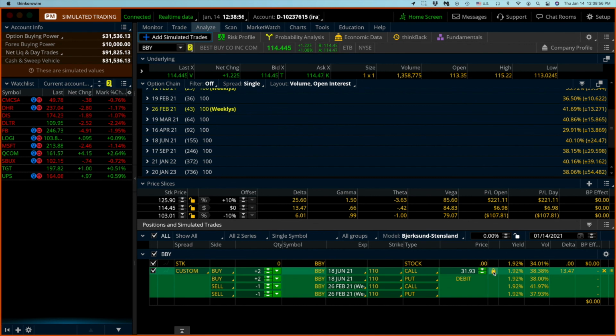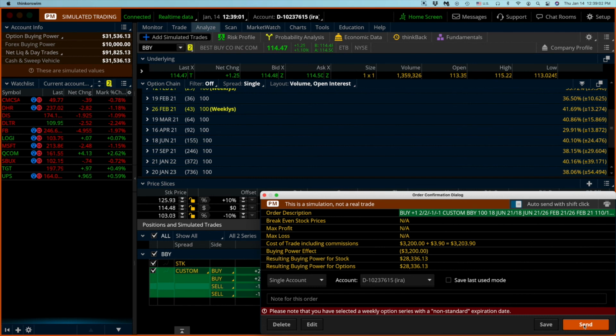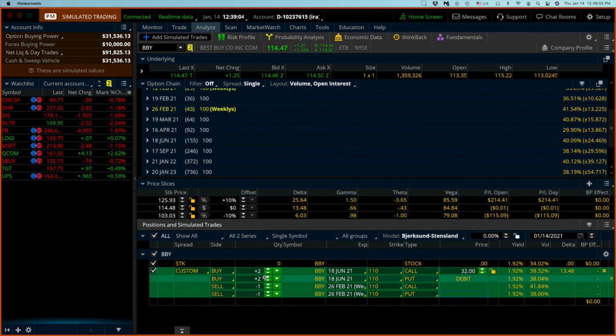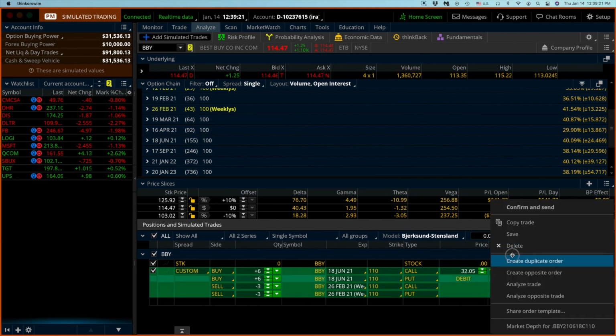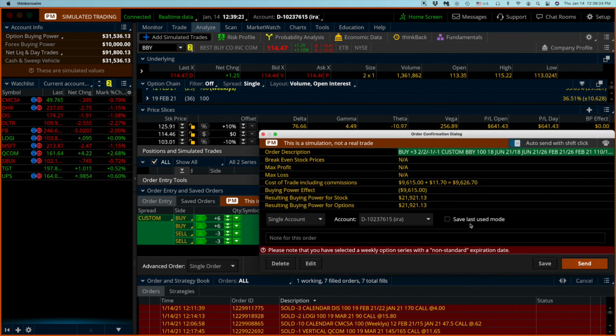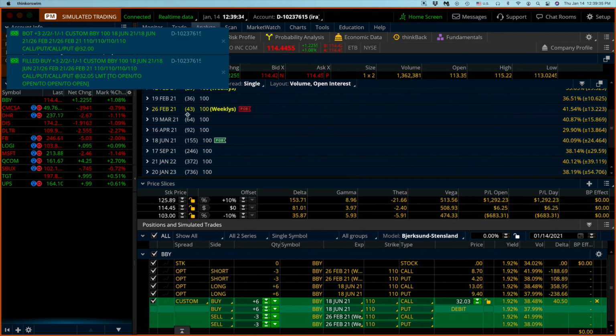Here it is. Perhaps the price has changed, 32. Let's do that. Confirm and send. Oh, I'm sorry. We need to change this to 6 longs and 3 shorts. Create duplicate. Confirm and send. And it's 9.6. Very close. Perhaps a little too much. Let's do it anyway. It's right there and got filled.